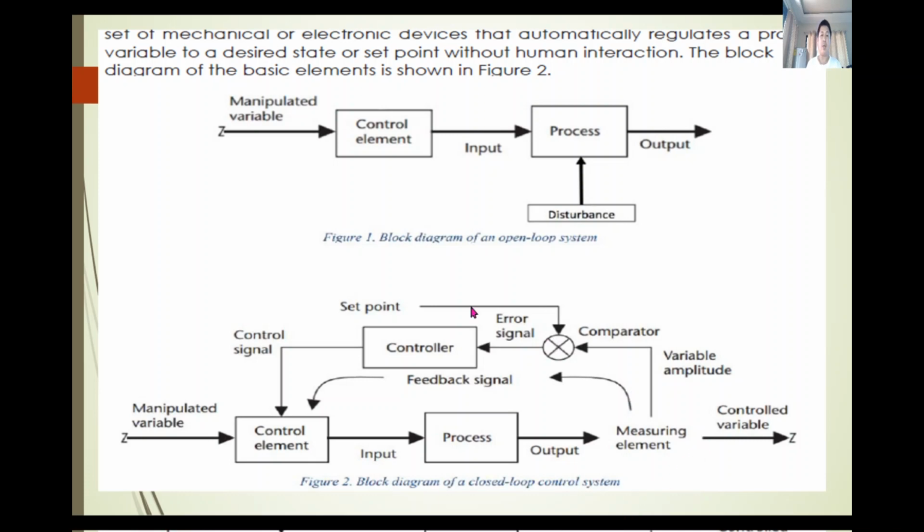So next, we have here the closed loop control system. So we have also here manipulated variable, control element, input, process, and the output. So we have this system in the open loop. We have also here, but the only thing different here is there is a feedback from the output. So we discuss this one by one. So manipulated variable.